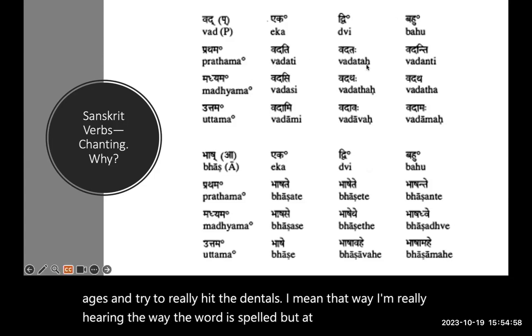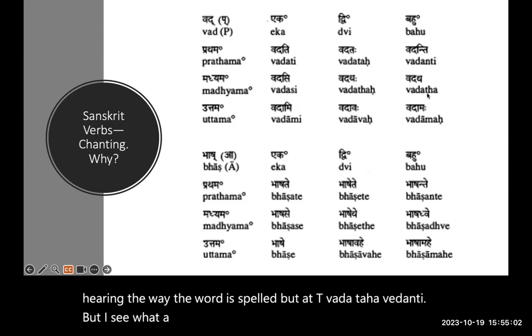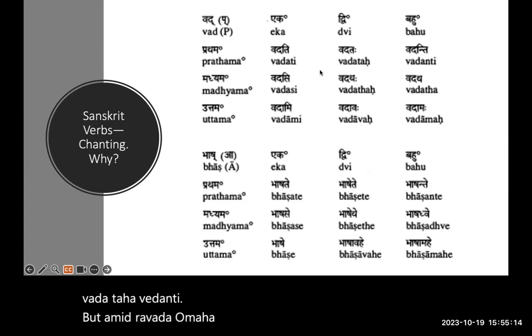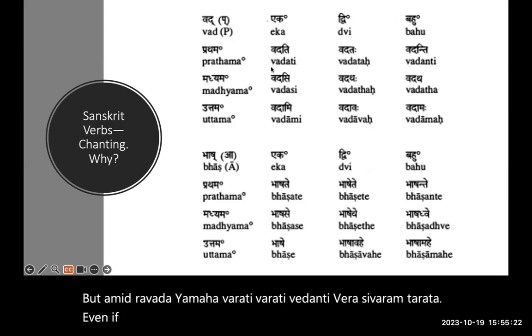vadati, vadataha, vadanti. Vadasi, vadataha, vadata. Vadami, vadavaha, vadamaha. Vadati, vadataha, vadanti. Vadasi, vadataha, vadata. Vadami, vadavaha, vadamaha. Vadati, vadataha, vadanti. Vadasi, vadataha, vadata. Vadami, vadavaha, vadamaha. Vadati, vadavati, vadata. Well, see, even there. Vadati, vadati.